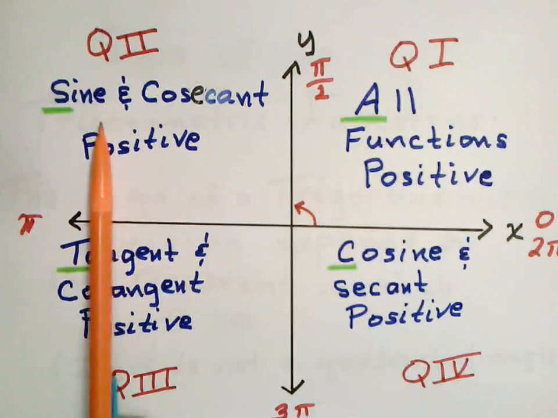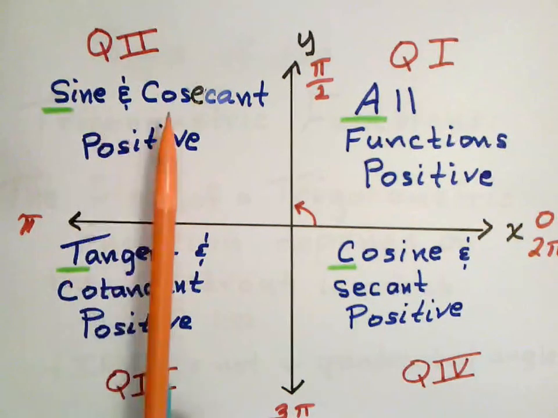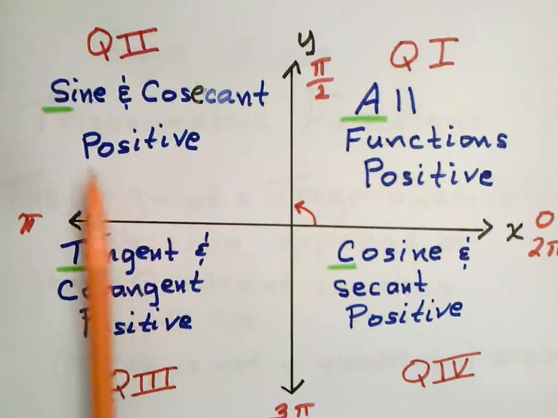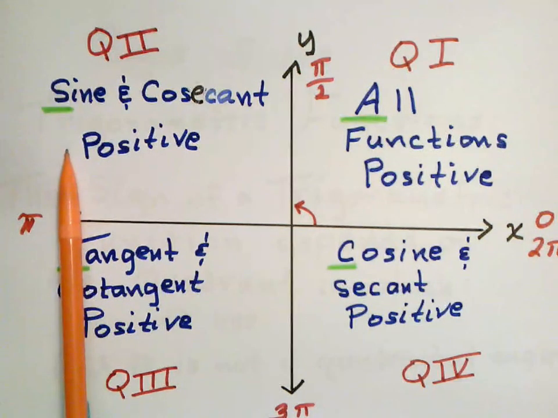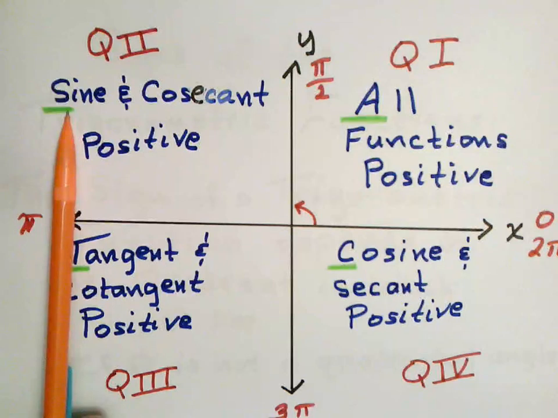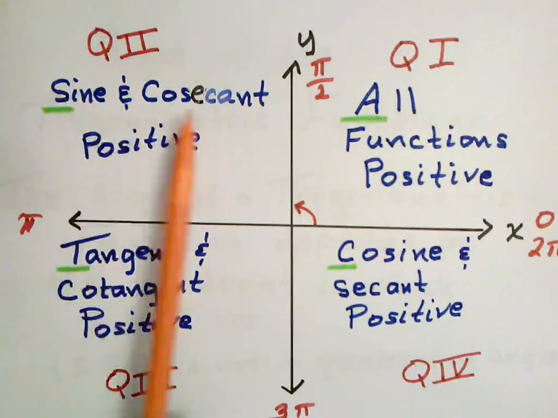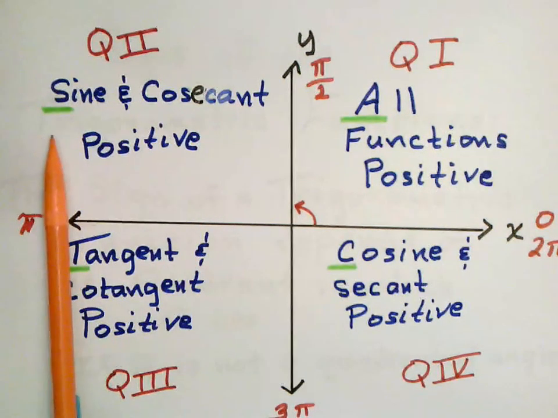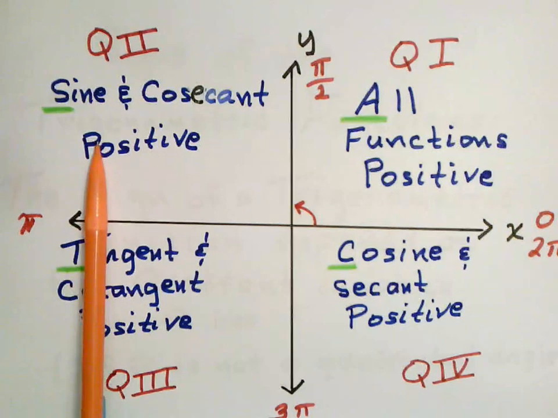In quadrant 2, only the sine and its reciprocal cosecant are positive. So that means that the other 4 trig functions will have to be negative. Again, in quadrant 2, there are only 2 trig functions that are positive, sine and cosecant, and the other 4 trig functions will be negative.